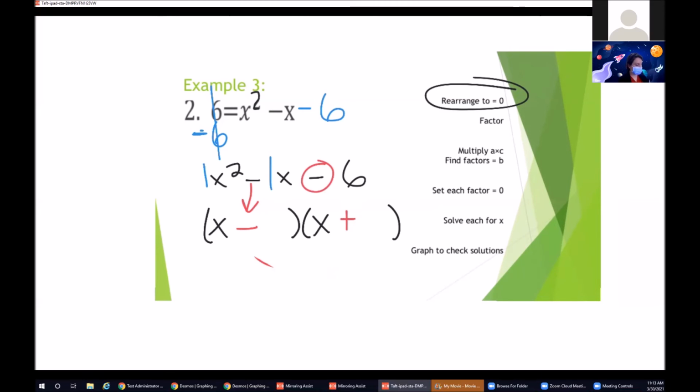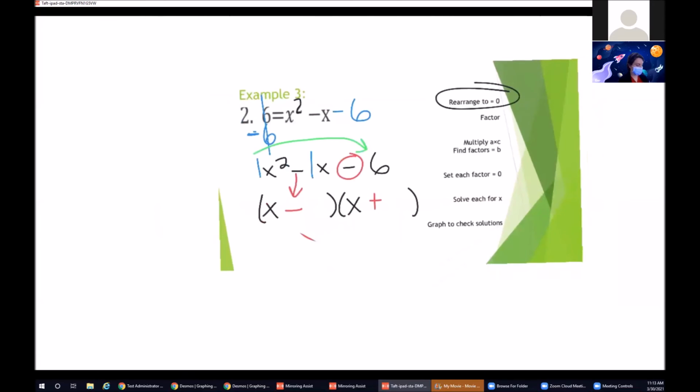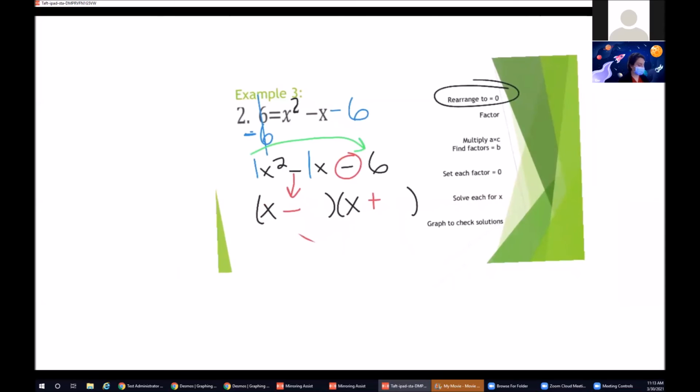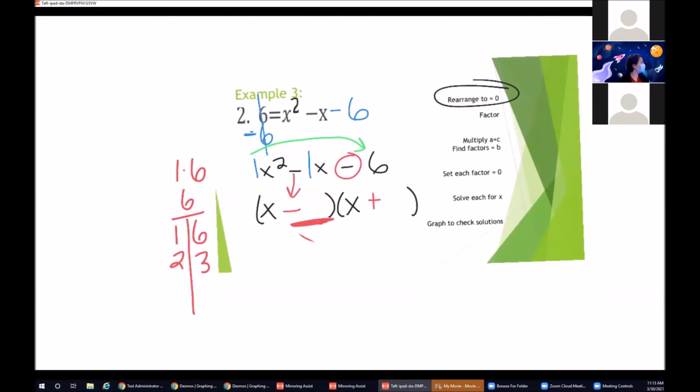Now your A times your C. We said 1 times 6, which is 6. So what numbers give you 6? 1 and 6. I think we did this number, right? 1 and 6 and 2 and 3. But one number is going to be negative. Which number did we say goes here always, the bigger or the smaller? Bigger. So the bigger number becomes negative.